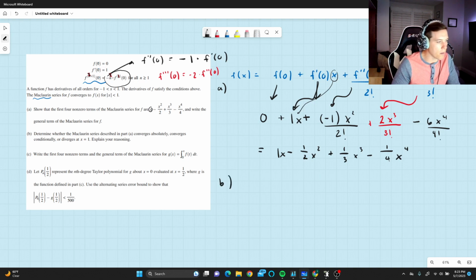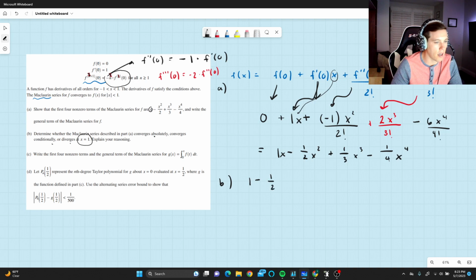All right, B. Determine whether the Maclaurin series described in part A converges absolutely, converges conditionally, or diverges. When they throw these words at me, absolutely, conditionally, or diverges, and they're telling me x equals 1, the first thing I should do is plug in 1. But the second thing is, that means it's having to do with alternating series. So alternating series is what's going on, and we saw that. Let's plug in 1 and check out what's going on.